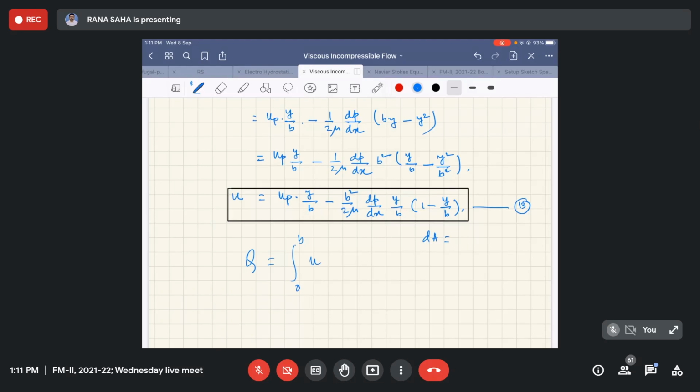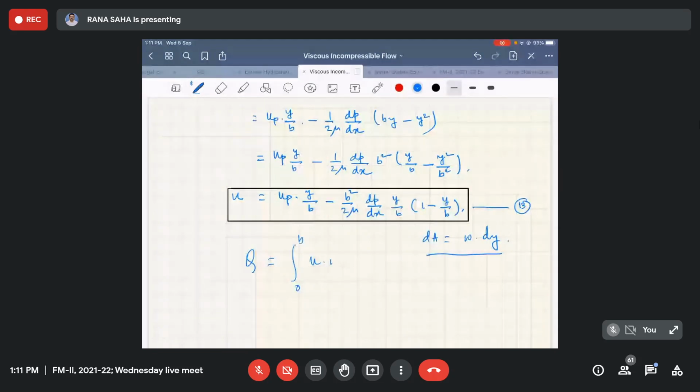No, this is a parallel plate, not 2 pi r. We were thinking of a round shape, sorry. So it will be w into dy. If w is the width and y is the variable, w into dy, this will be your dA. So you can write here w dy.